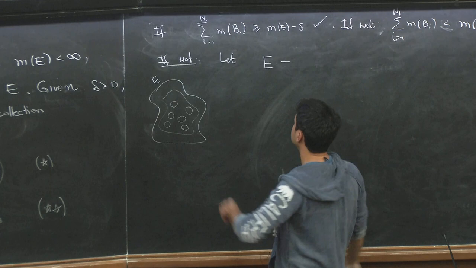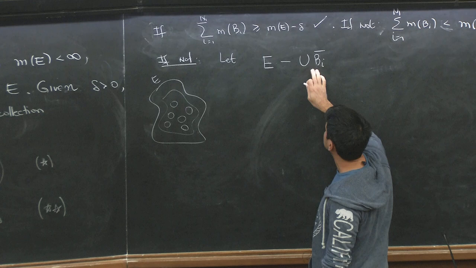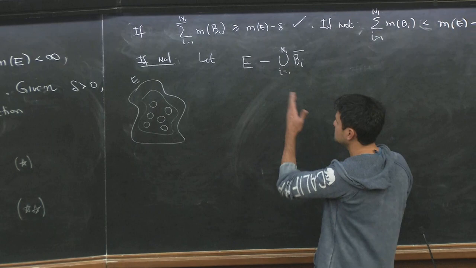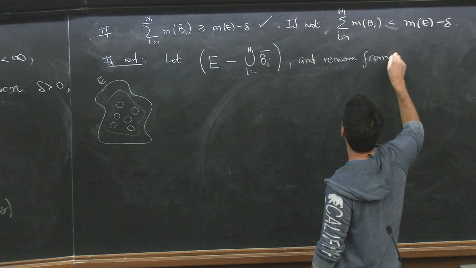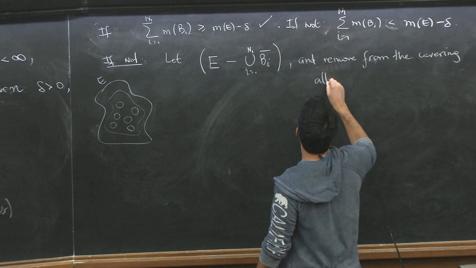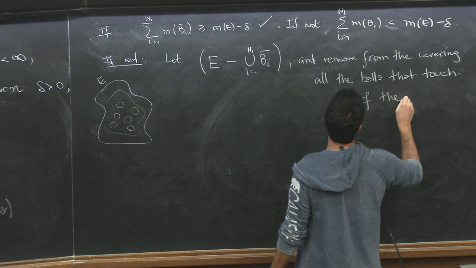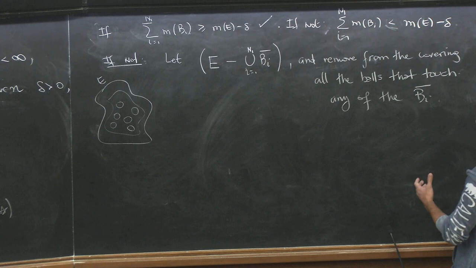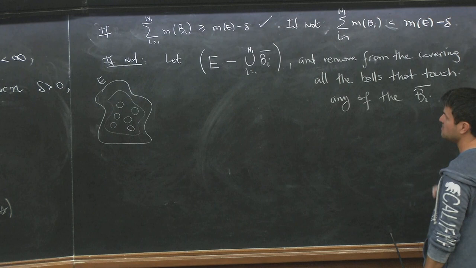And then if not, what you do is you take your original set E and you remove the closure of all of these balls B_i from 1 to n1. Consider this set and remove from the covering all the balls that touch any of the closed B_i, okay? So I claim that if you remove all the balls that touch any of these first n1 that you selected, the remaining balls still form a Vitali covering of this set, E minus this closed set here.